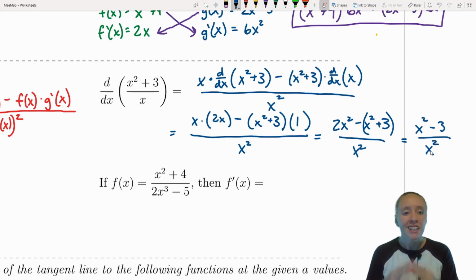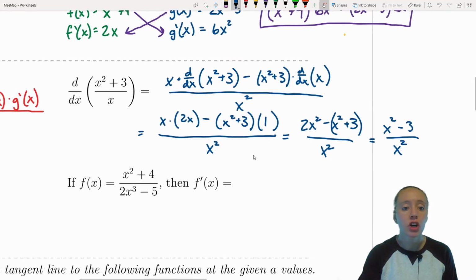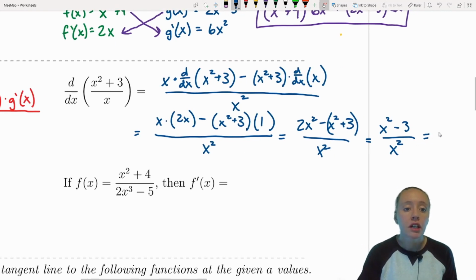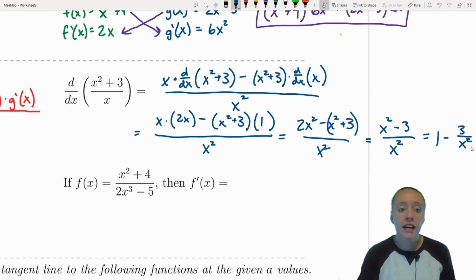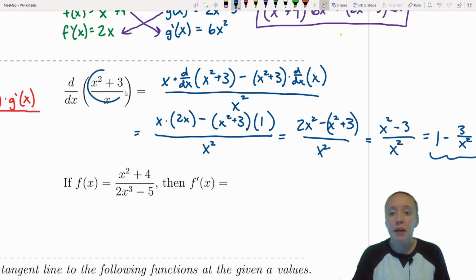Now, for fun, let's simplify this down even further. Because if I split my fraction up, I'll have x squared over x squared, which equals 1. And then I'll have minus 3 over x squared, or 3x to the negative 2. And why I wrote it like this is because we're going to do a quick double check by splitting this fraction and simplifying down first, and then taking the derivative.